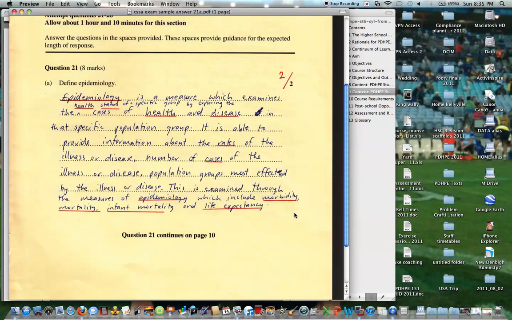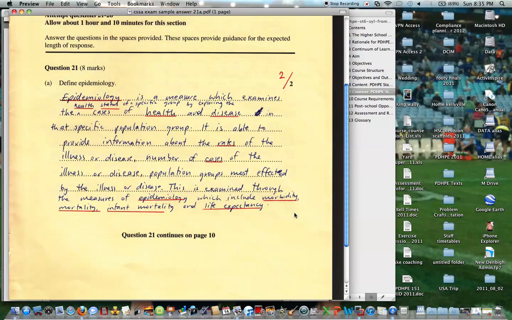But also what he's done well in this is he clearly states the meaning of epidemiology. He also refers to what epidemiology does in terms of providing population groups most affected by the illness or disease. It's a clear and concise answer, and it also identifies, as I said before, the measures used in epidemiology.